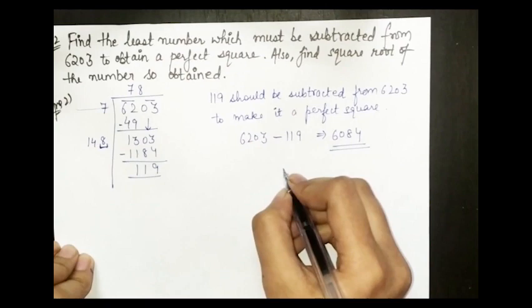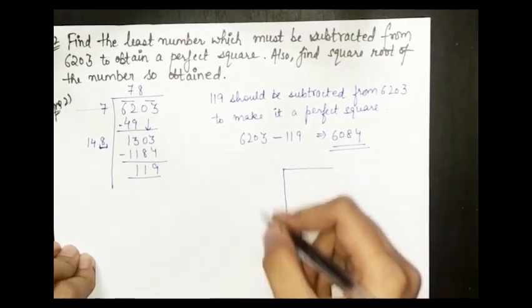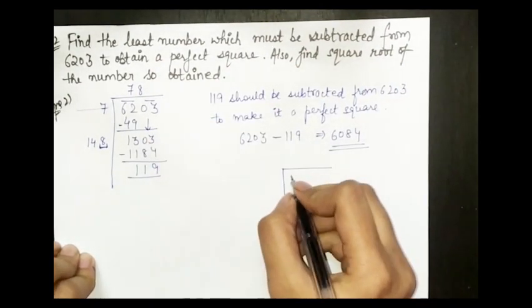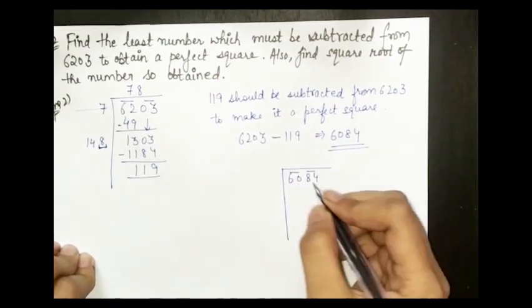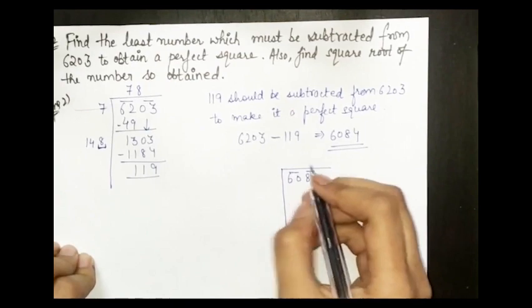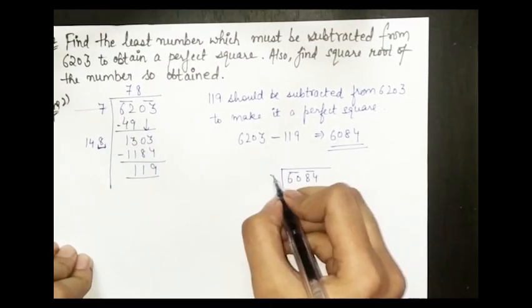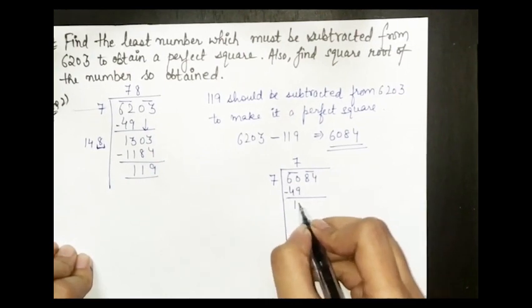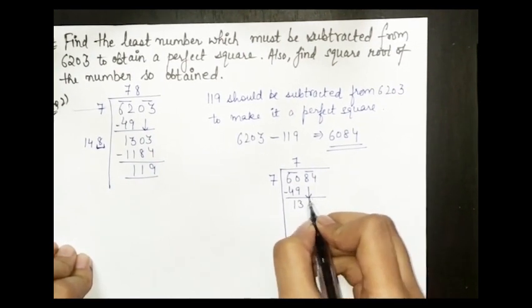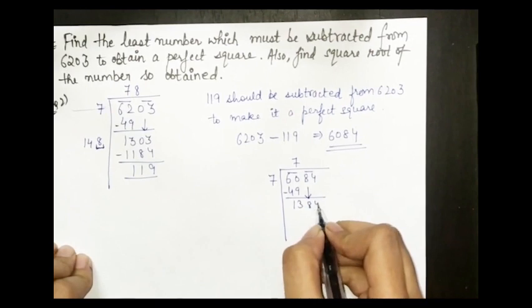So let me do long division. This is not a rough part, you have to do this in this question itself. So 6084, means one pair is this, one pair is this. What is the number smaller than 60? Similarly 7 is, so 7 7s are 49, minus, 13, and then we have to put 84 here.